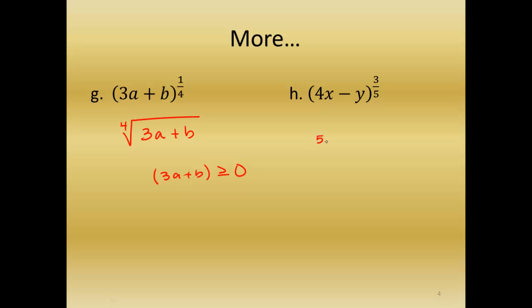We're going to go ahead and take the fifth root of 4x minus y, and we can either cube the outside. If we choose to write the cube on the inside, we need to make sure that we're still cubing the entire quantity. And then we can talk about the restrictions. Are there restrictions on this radicand? Does it matter if this radicand is positive or negative? And the answer is, it doesn't matter.